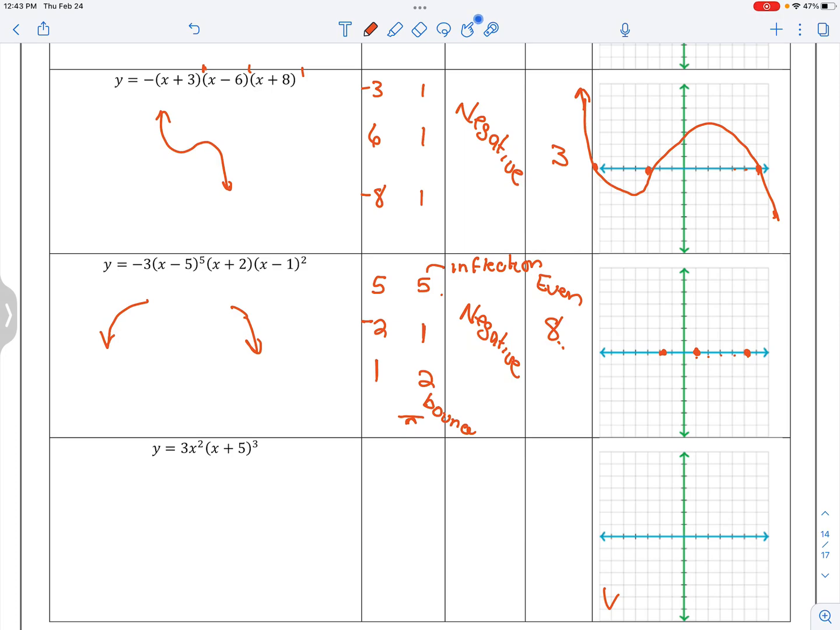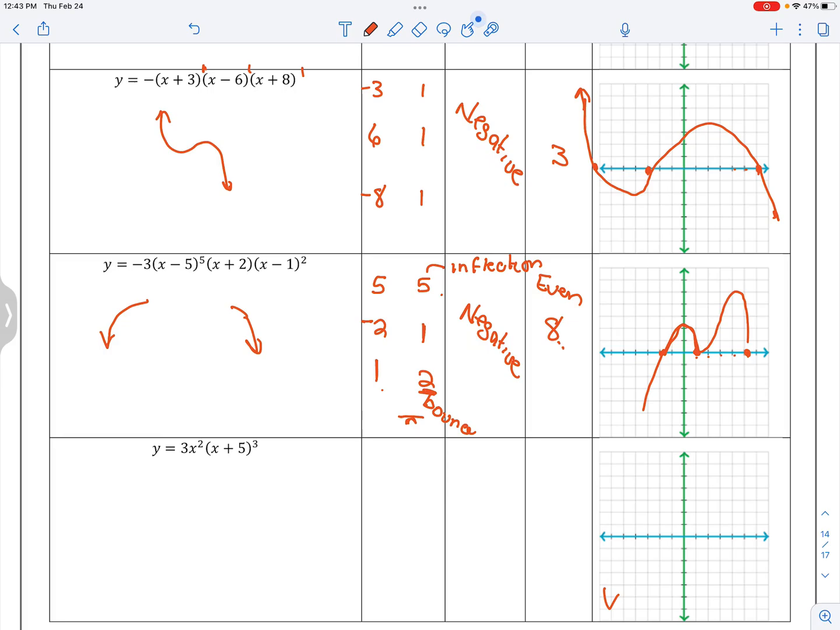So what will my graph look like? Well, I know I have to start from here. And at -2, I have multiplicity of 1, so it's just going to go through like normal. At 1, I have multiplicity of 2. I have an even multiplicity. So that means it's going to come up, and then it's just going to bounce back up.